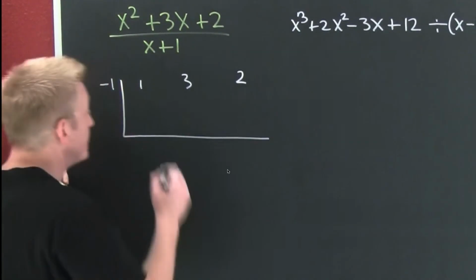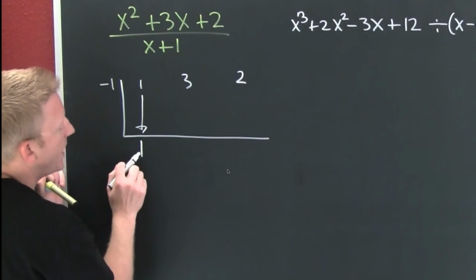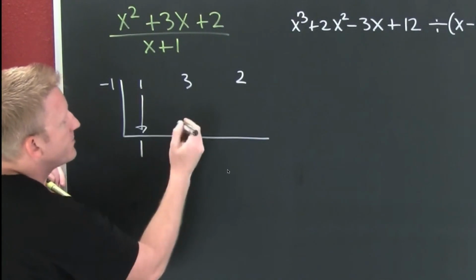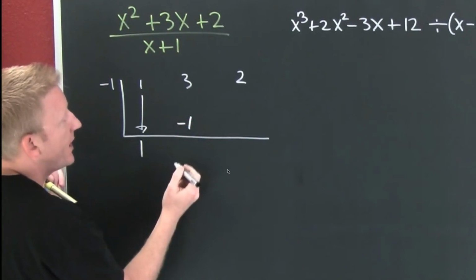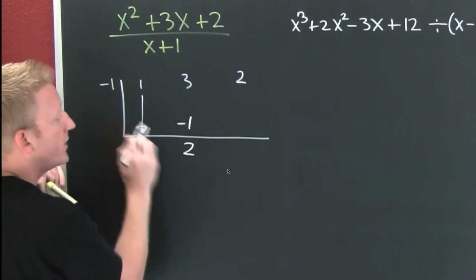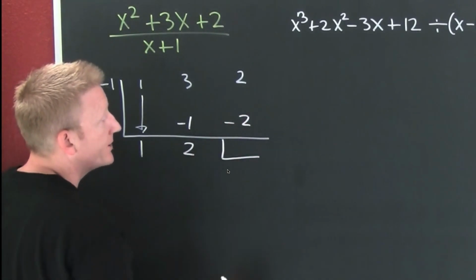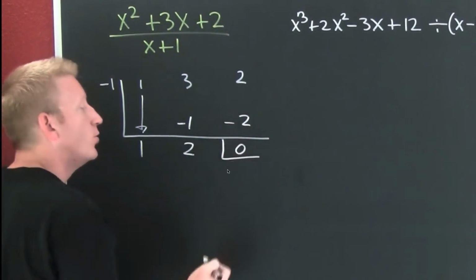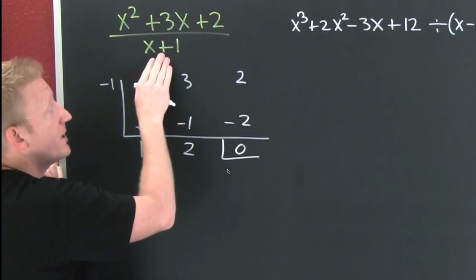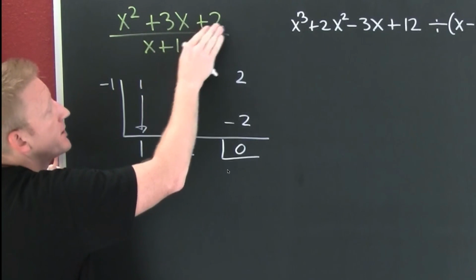So then what do I first do? Drop it like it's hot. Minus 1 times 1 gets me a minus 1. 3 minus 1 is 2. Minus 1 times 2 is a minus 2. And our remainder is 0. What does this mean? This means that x minus 1 is a factor of x squared plus 3x plus 2.